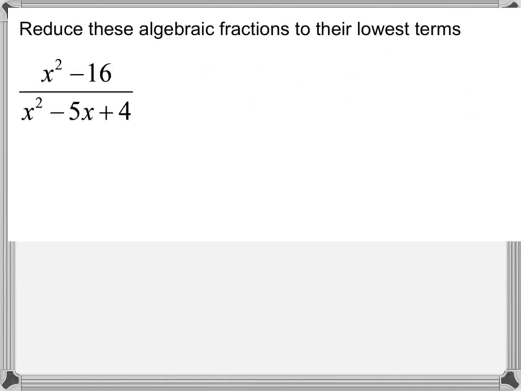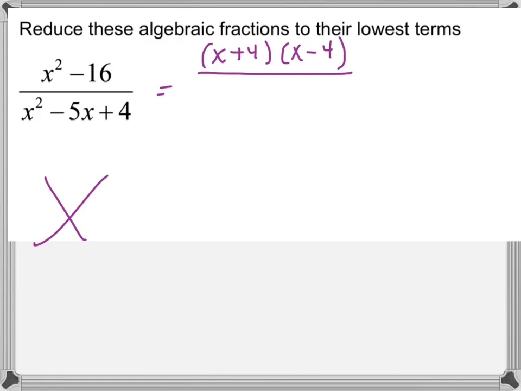Okay, let's try another one. So on the top of this one, you have to really recall your factoring rules for your polynomials. On the top you have a difference of squares, so you factor that into the sum and difference of two terms. On the bottom you have a trinomial, so I'm going to use the x factor to factor it. I have a negative 5 up here and 4. I'm looking for two factors that multiply to 4 and add to negative 5, and that's going to be negative 4 and negative 1. So on the bottom I'm going to have x minus 4 and x minus 1.